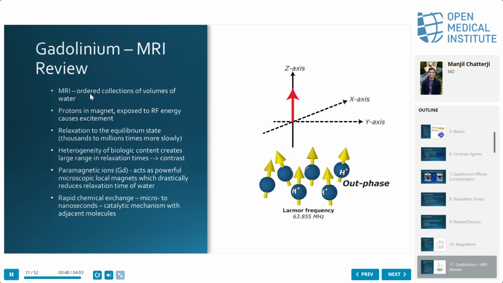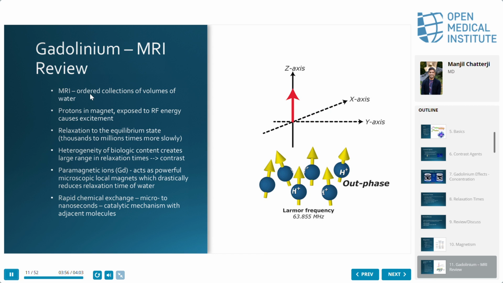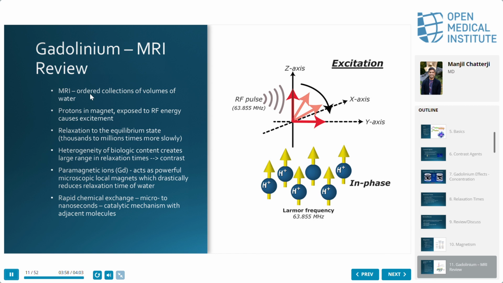So I know it's fast, but the goal here is, remember, magnetism and to confer some degree of difference in the tissue properties so you can measure it. You can measure it, and that's the goal. And a rapid chemical exchange, micro to nanoseconds, and it's catalytic with adjacent molecules.